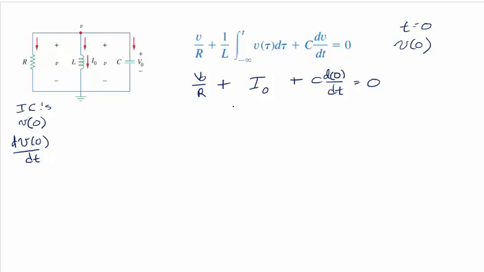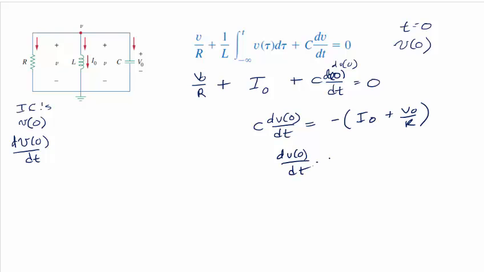So from this equation right here, we can just solve for, whoops, that should say dV at 0. That should say dV at 0. No wonder it didn't look right to me. So from these conditions right here, we can say C dV at 0 over dt equals minus I0 plus V0 over R. Therefore dV at 0 over dt equals -1 over C times I0 plus V0 over R. So that's a very easy initial condition to obtain.